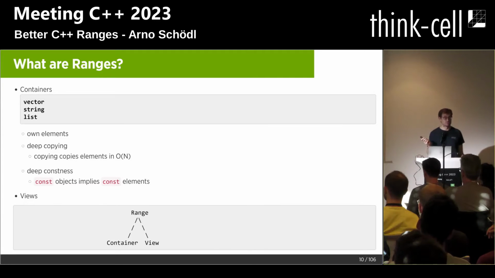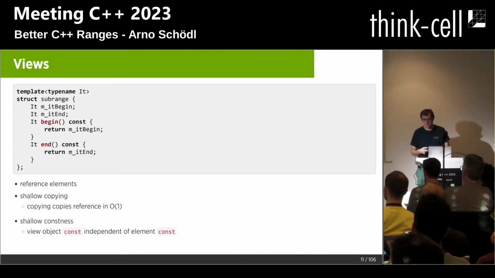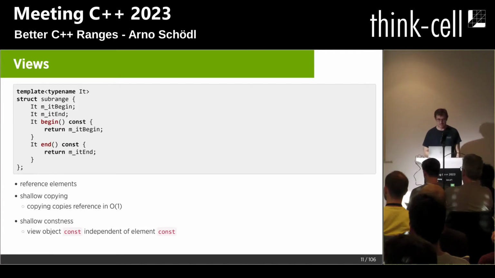Now, and then there are views. Views are kind of references to containers or elements of containers. And this is essentially what we all know already from the standard library, these iterator pairs. Just an iterator pair packaged into a single object, that's a view. They reference their elements, they have shallow copying. If you copy an iterator, you don't copy any elements. So if you copy it, it's all O of 1. And it has shallow constness, right? So the const iterator, even the mutable iterator, if it's const, you can still mutate the elements through it, kind of like through a const pointer. And there is a special const iterator, just like there is a pointer to const, through which you cannot mutate the elements. OK.